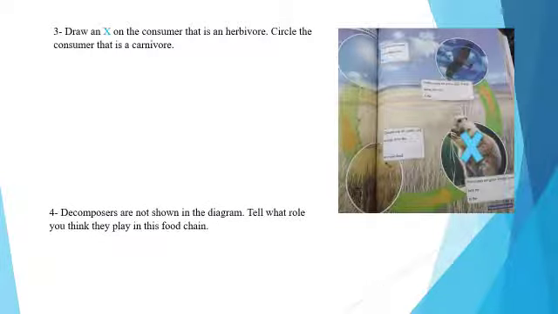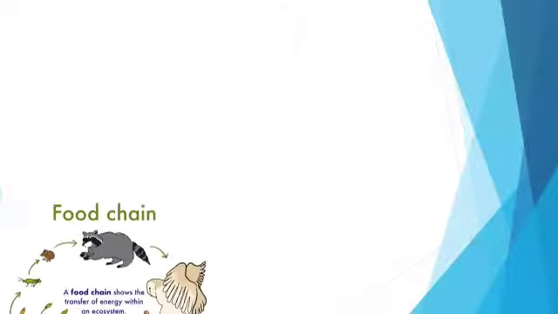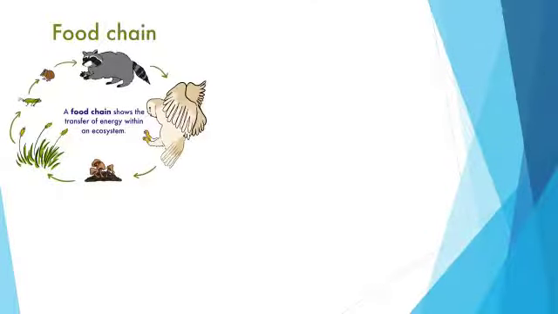Question number 4. Decomposers are not shown in the diagram. Tell what role you think they play in this food chain. Decomposers could break down the wastes and remains of the prairie dog. Before we start our lesson, let's review food chain.